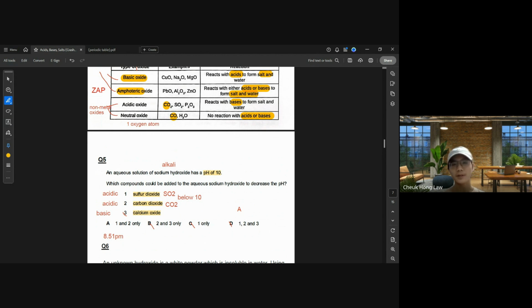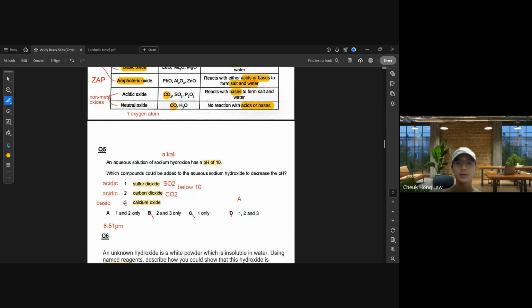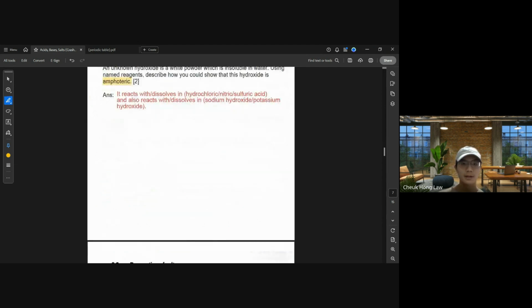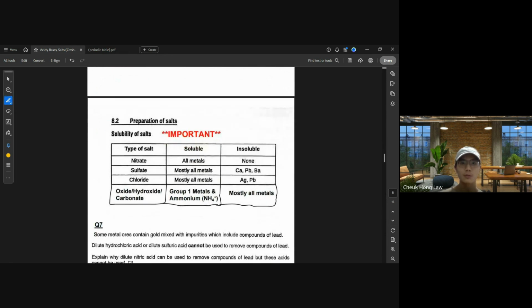So first thing is that it's basic. Second thing is that it cannot react with sodium hydroxide. Because there's no reaction, it cannot possibly change the pH of sodium hydroxide. So the sodium hydroxide will still have a pH of 10 even after you add calcium oxide. Does that answer the question? Your question? All right. Then we'll move on to the solubility table.